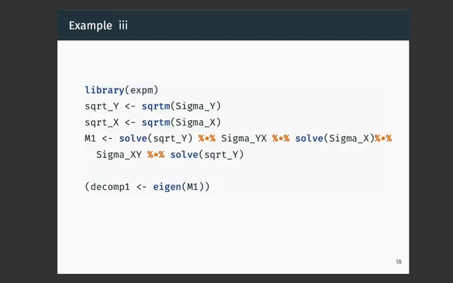And so we just follow the results from the theorem. We can use the R package expm to get the square root matrix easily. I'm going to define the square root of Sigma y and the square root of Sigma x. Here, what I called M1 is M times M transpose. I define this matrix, and then I can compute its eigendecomposition, decomp1.